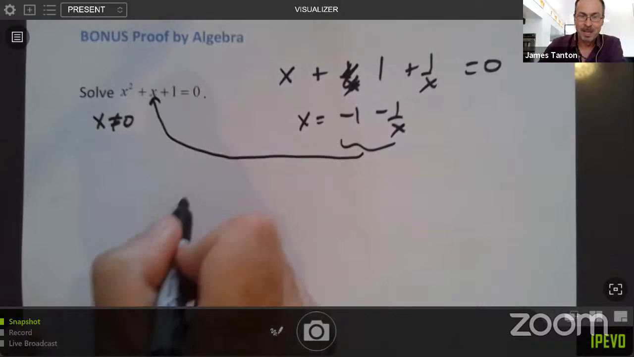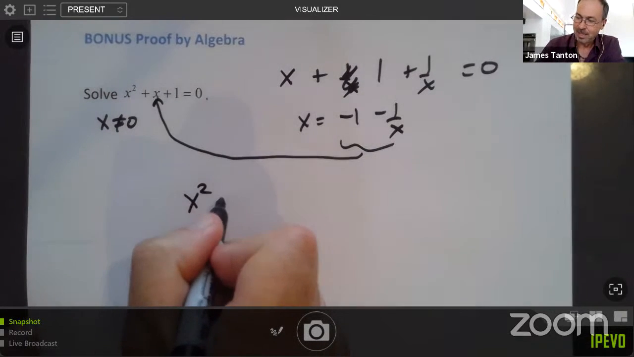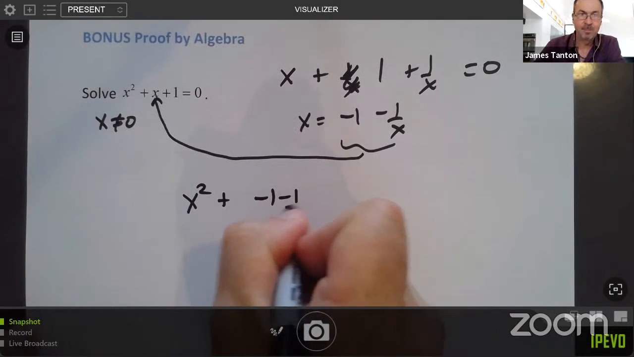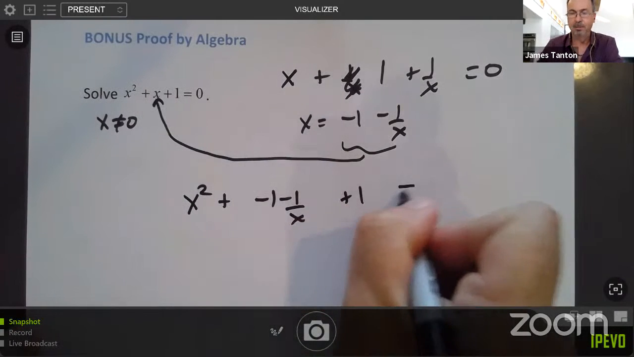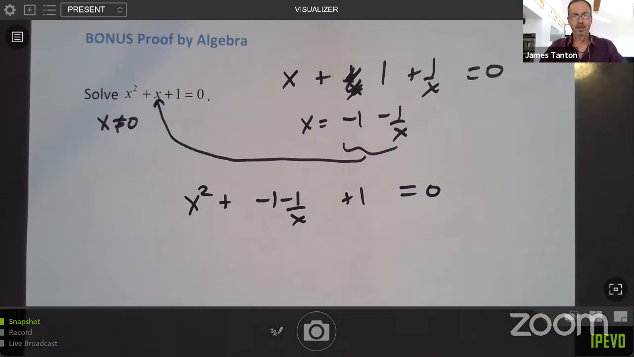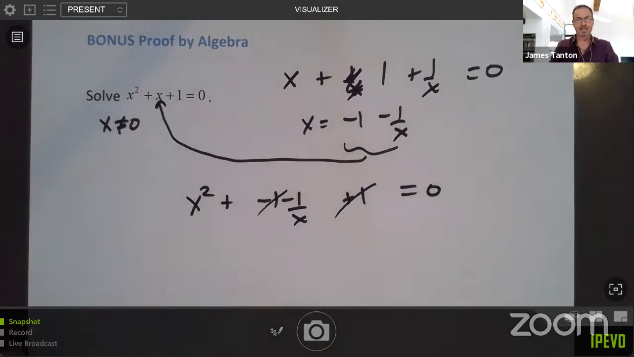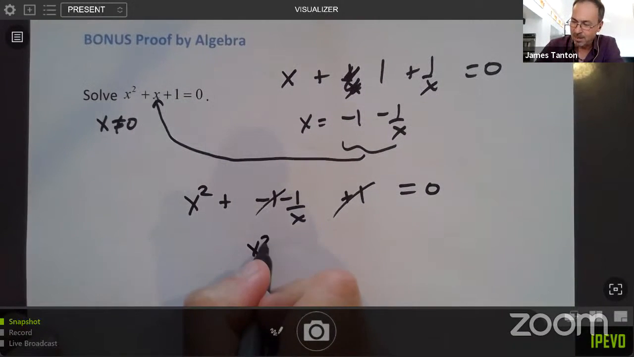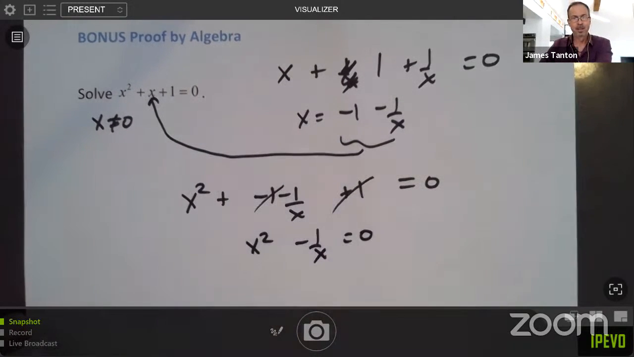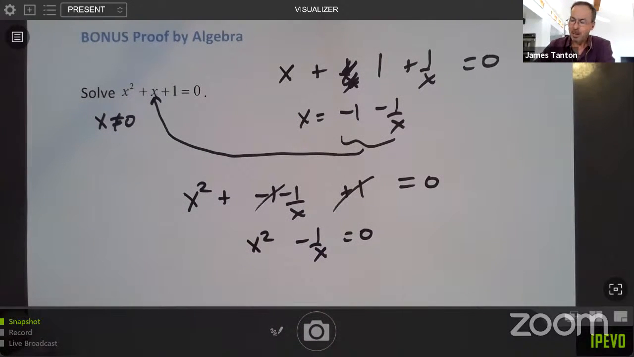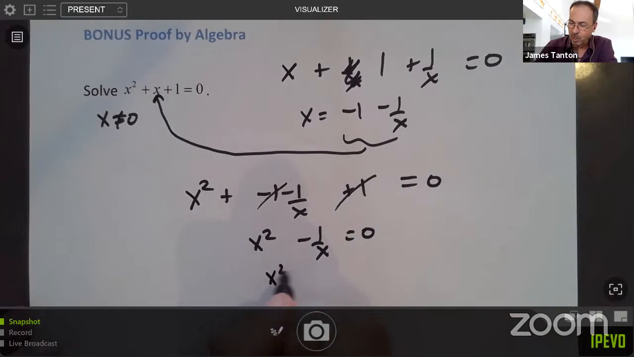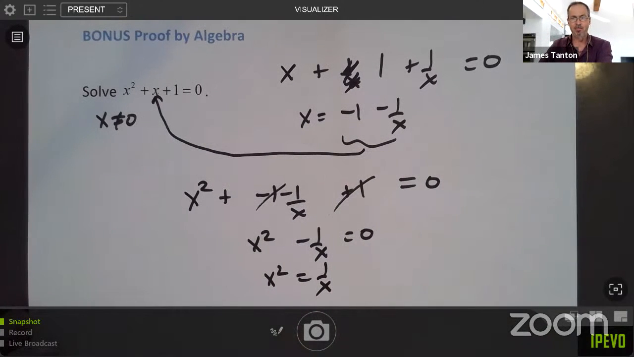So that's now telling me x squared plus negative 1 take away 1 over x plus 1 is meant to be 0. That's the equation I'm meant to play with. The nice thing about that is that negative 1 and positive 1 cancel out. So this is really the equation I'm playing with. x squared minus 1 over x equals 0. Let me bring that on the other side. x squared equals 1 over x is the equation I'm really playing with. Let me multiply both sides by x. So that gives me x cubed equals 1. That's the equation I'm really playing with.